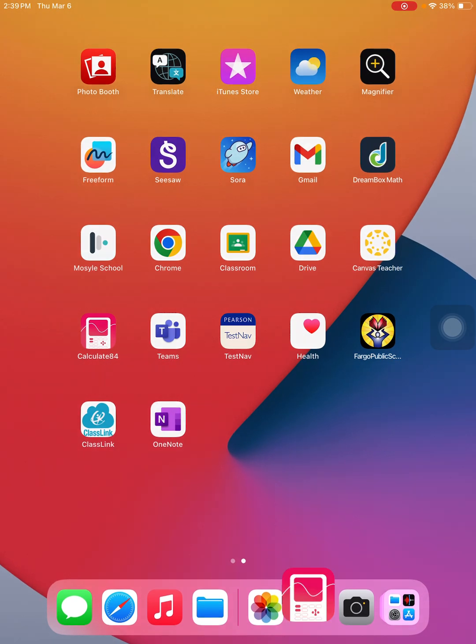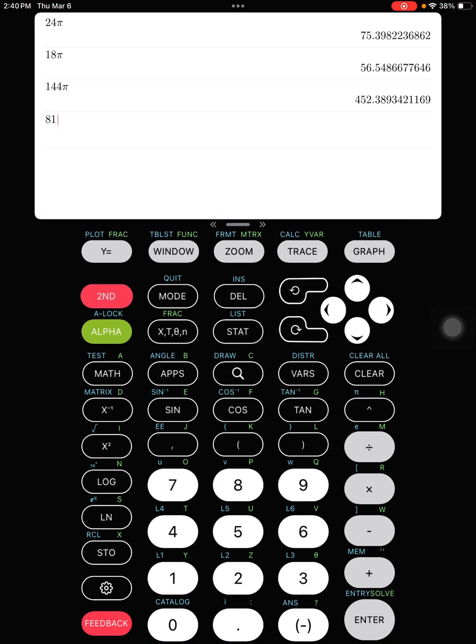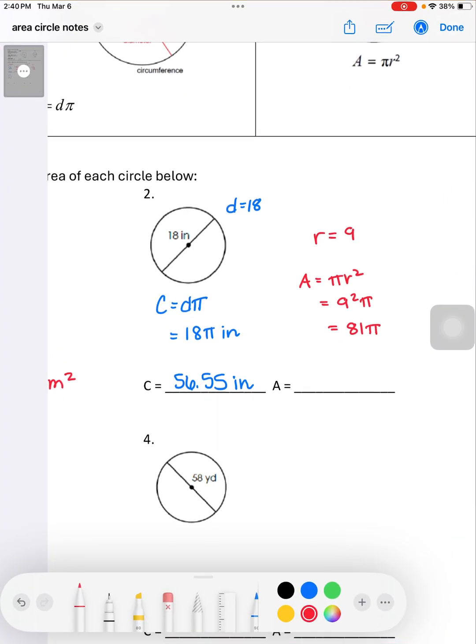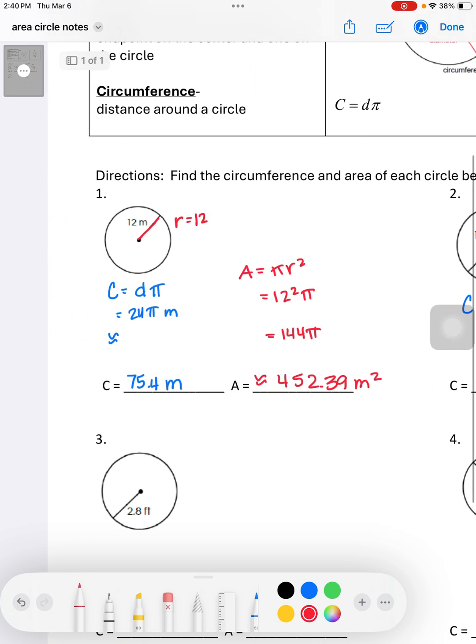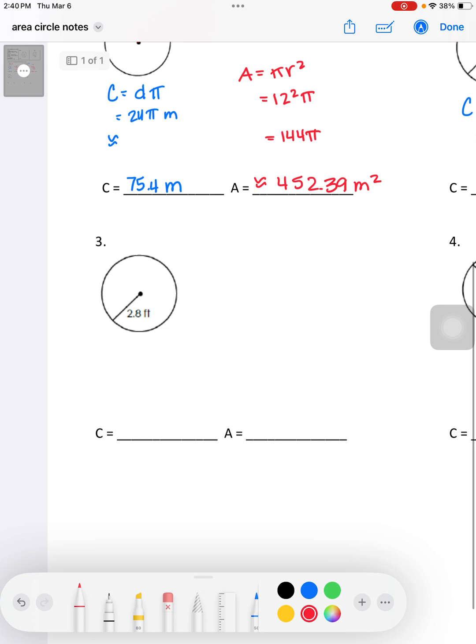Going to my calculator, and I get 254.47 approximately. And my label is square inches. Pause the video and try to find the circumference and area for number 3. Push play when you're ready to hear the answers.